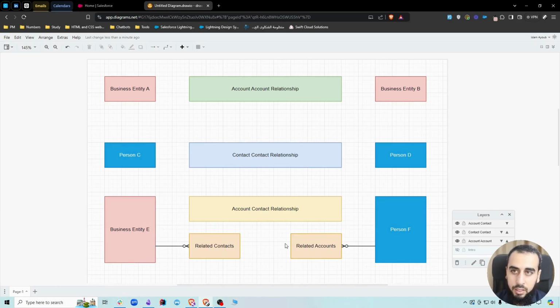I know it's a lot. We don't have to remember all of this. It's going to make a lot more sense when we actually see this in practice in a future video.